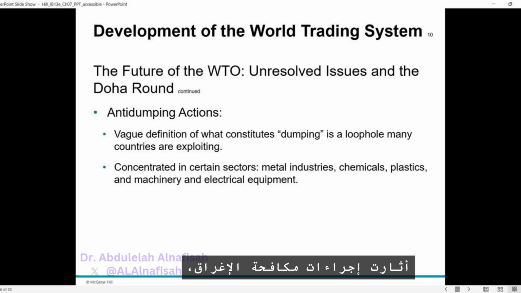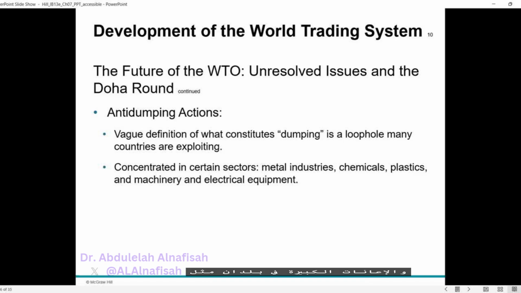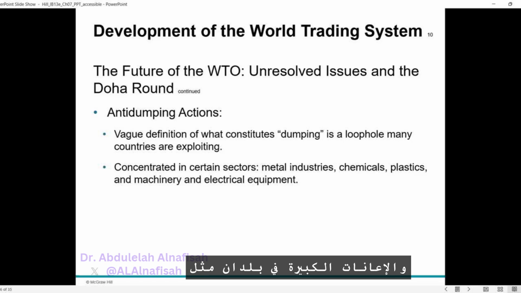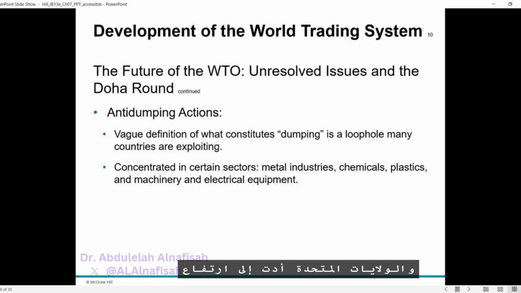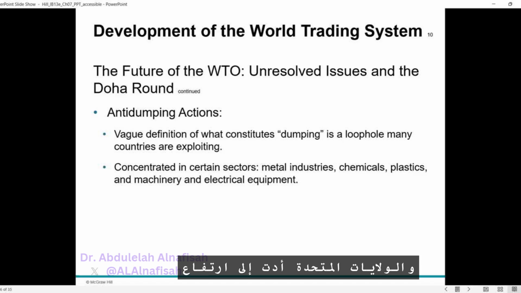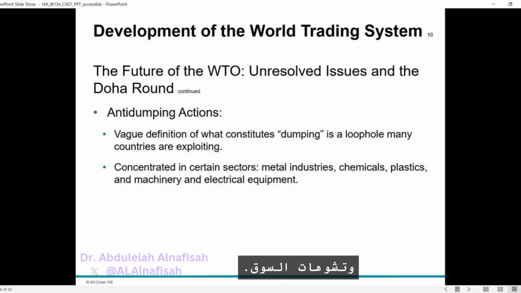Anti-dumping actions, particularly prevalent in sectors like basic metals, chemicals, plastics, machinery, and electrical equipment, have raised concerns about protectionist tendencies and the exploitation of loopholes in trade regulations. In agriculture, disproportionately high tariff rates and substantial subsidies in countries like Canada, the European Union, Japan, and the United States have led to inflated prices for consumers, reduced trade volumes, and market distortions.